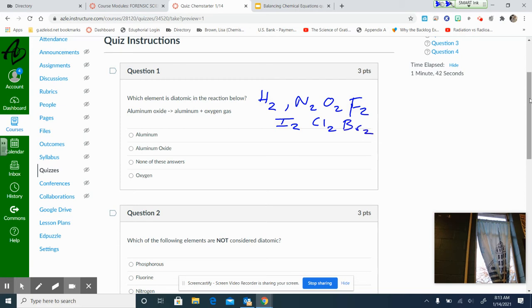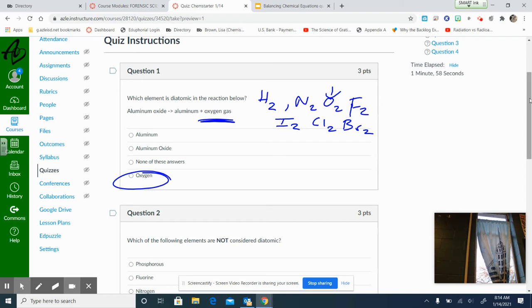So you look at this equation and see which one has one of those elements alone. Oxygen gas is alone, so it's just oxygen by itself. Every time oxygen is by itself, it has to be written as a pair, which is what diatomic means. Oxygen is the diatomic element.